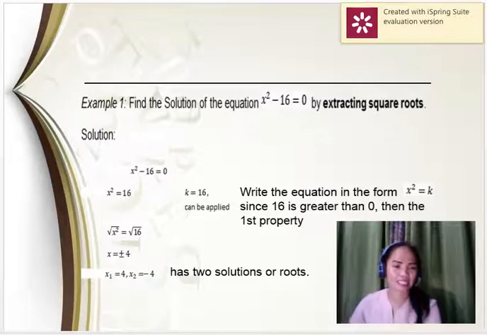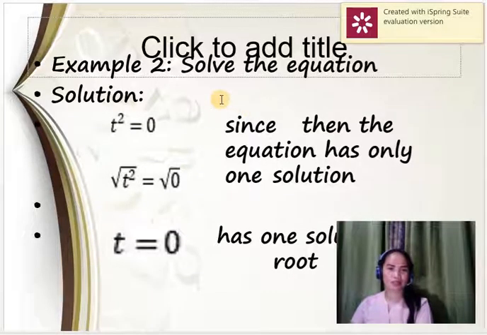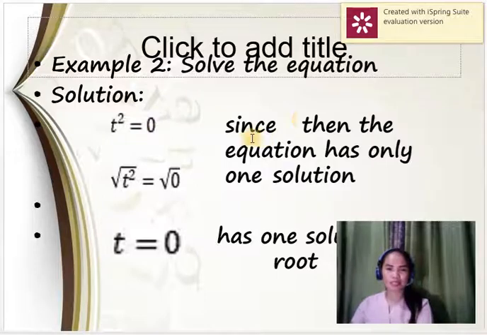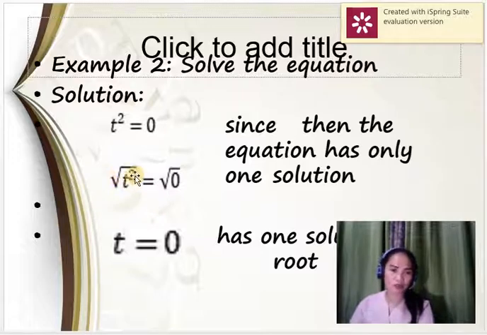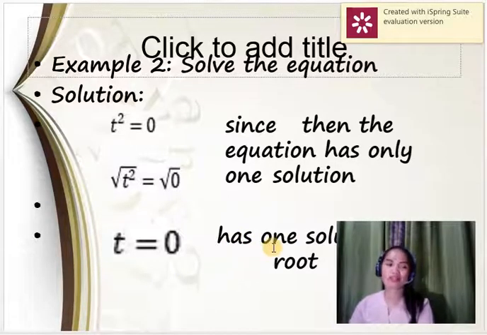Okay, so let us have example number 2. x squared is equal to 0. The equation has only one solution, because when you apply the square root property, the result is x is equal to 0. When x is equal to 0, it has only one root or solution.